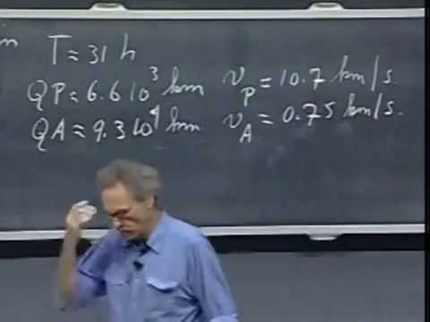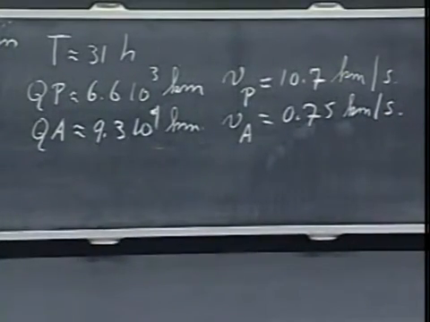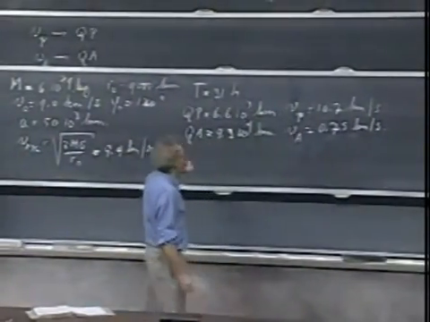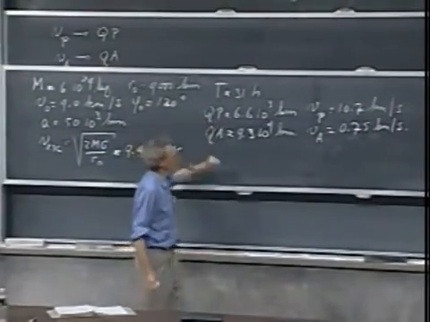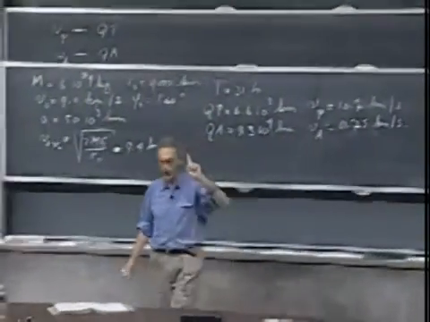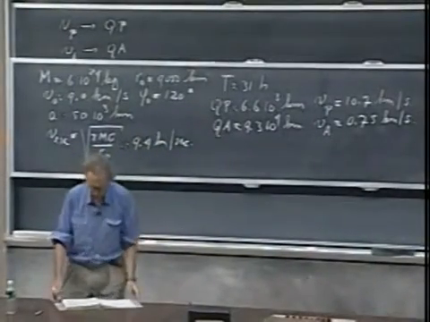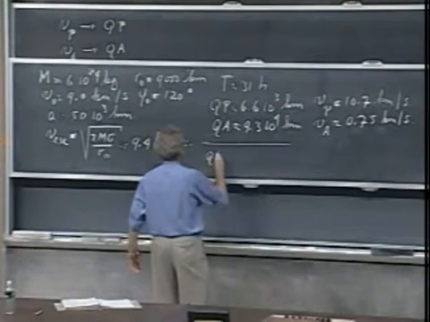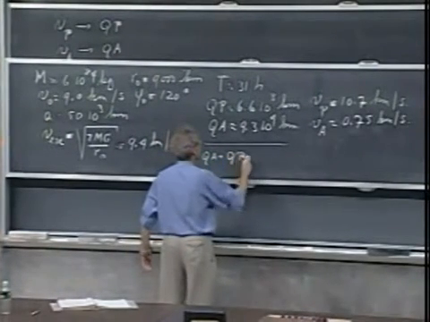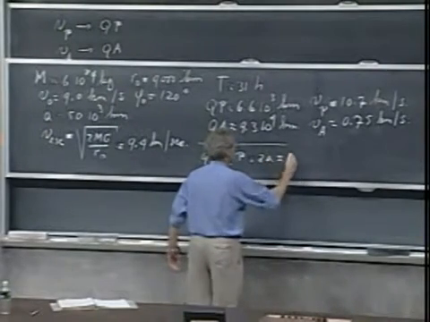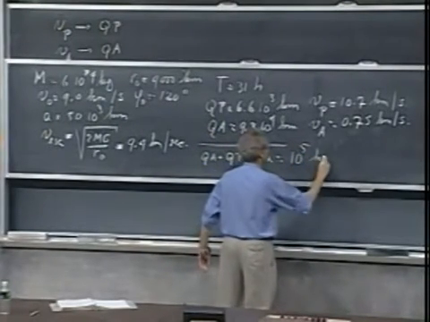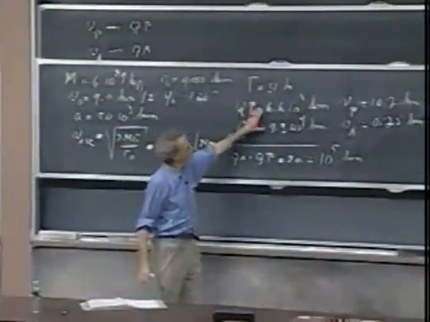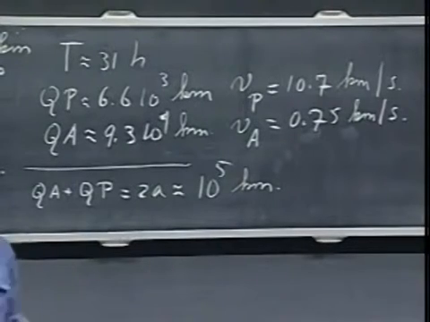Immediate result, the conservation of angular momentum, that the product of QP and VP must be the same as QA times VA. That's an immediate consequence of the conservation of angular momentum. And when I add this up, QA plus QP, I better find 2A, which in our case is about 100,000 kilometers, because A was 50,000 kilometers. So when you add these two up, you must find very close to 100,000, and indeed you do.